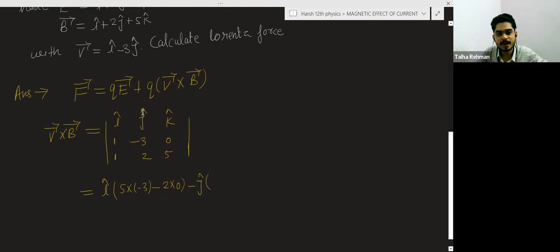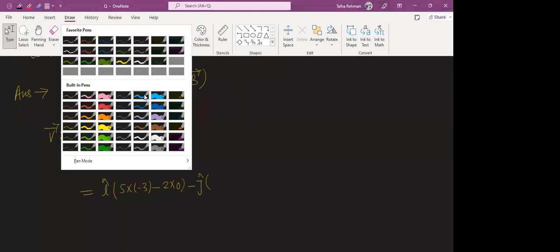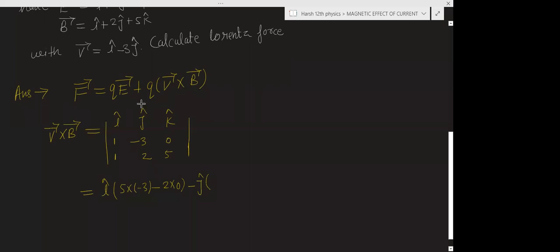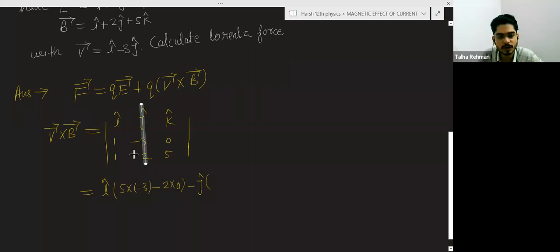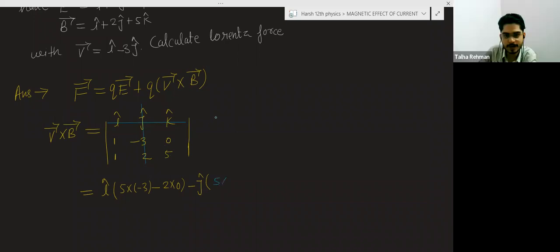So for J cap, hide this column and this row. This column and this row, hide it. So you will have this 5 into 1 and 1 into 0. Very good. 5 into 1 minus 1 into 0.